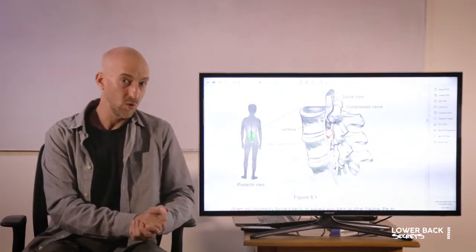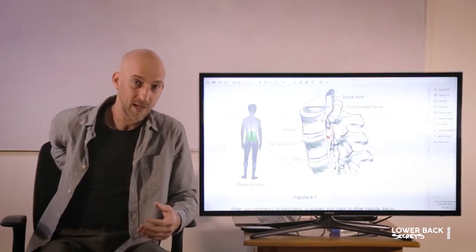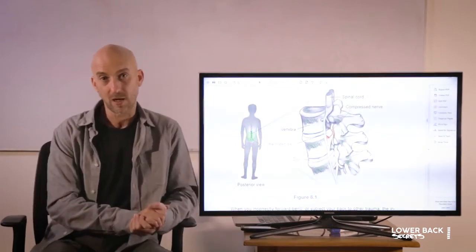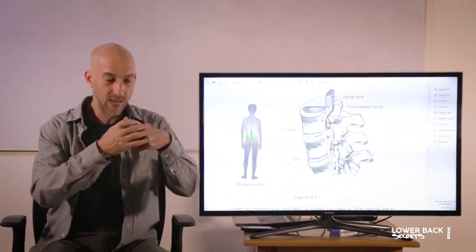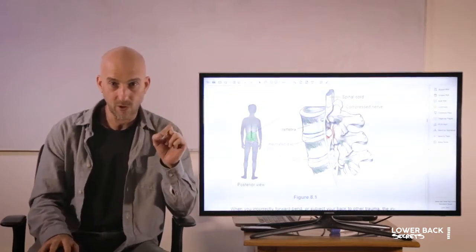Now, the only way you would know that you had a herniated disc, or those people that are experiencing pain from their herniated discs or their bulging discs, is because that herniation, that which is sticking out, is touching a very specific kind of nerve.